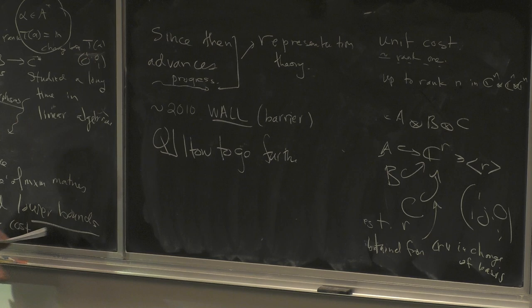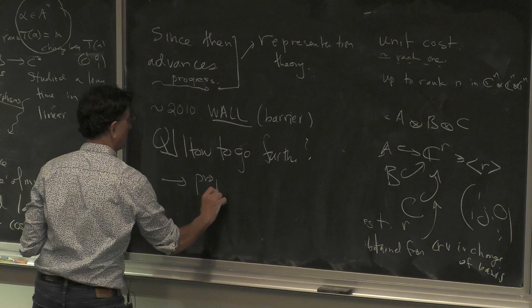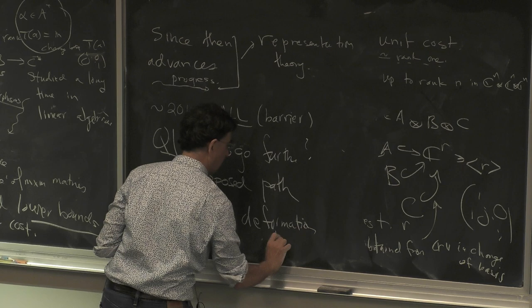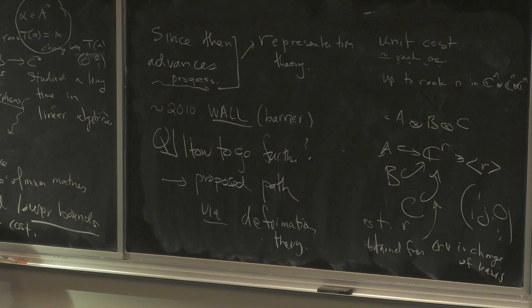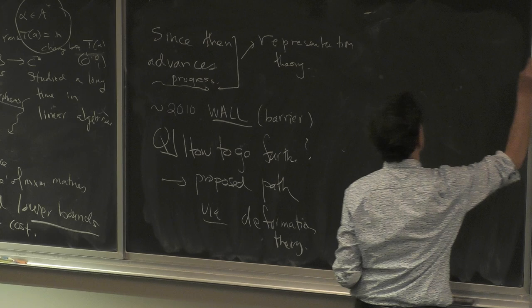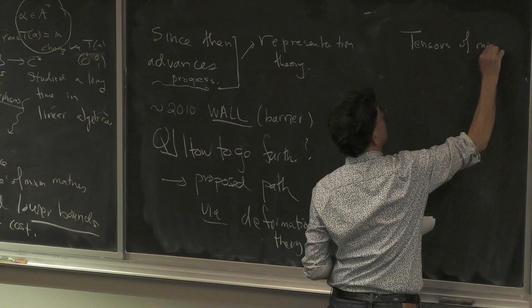And how to go further? Well, now there's a proposed path via something called deformation theory. And so hopefully in the next few years, we'll see some things. But nonetheless, there's this whole issue of border rank. We could look at tensors of minimal border rank, say M.